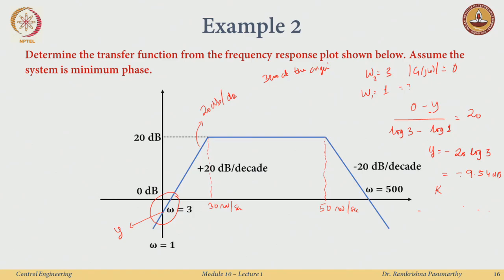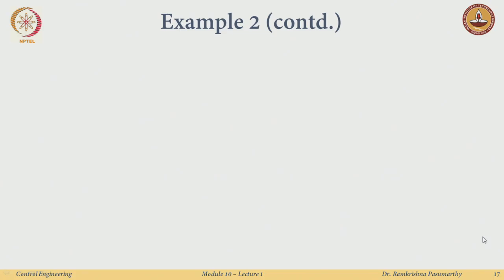Now I should find what the value of gain k is. I compute it in the following way. At omega equal to 1, I have 20 log of k is minus 9.54, and this gives me a value of k as 0.33.